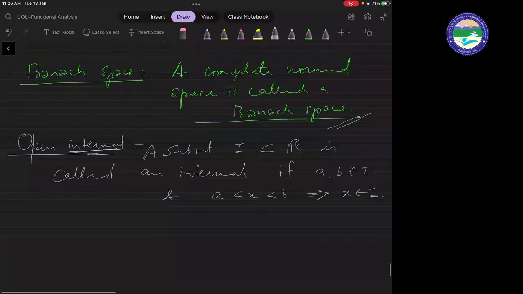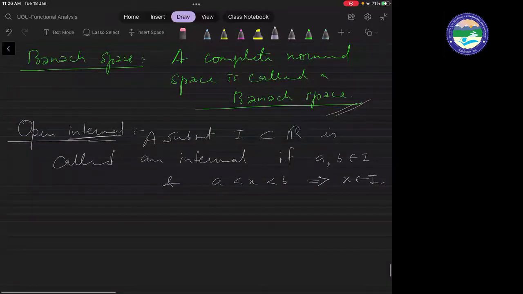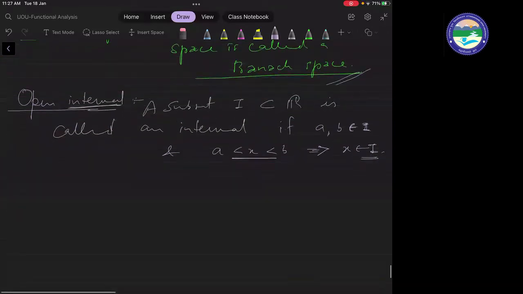Okay, means अगर कोई दो point उस subset में है तो उनके बीच आने वाला हर एक point भी उस subset में होगा. अगर ऐसा कोई property satisfy करने वाला subset है तो उसको हम interval कहते हैं. Correct? And then what is an open interval?